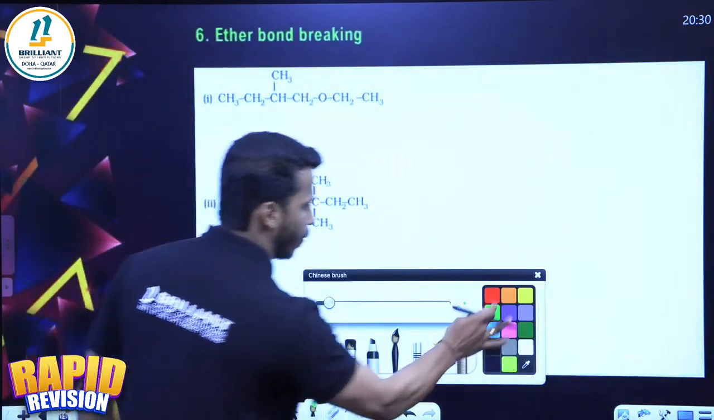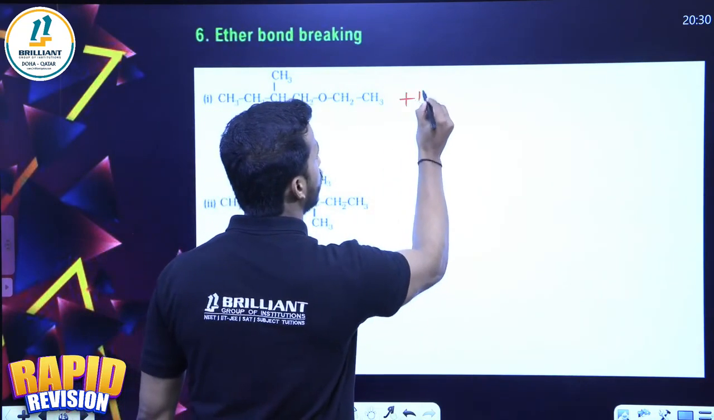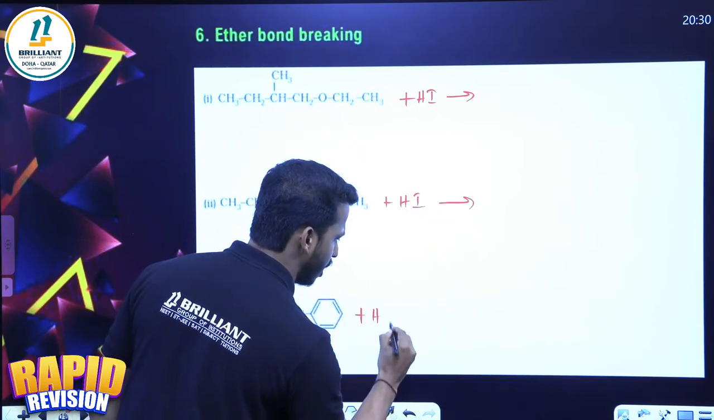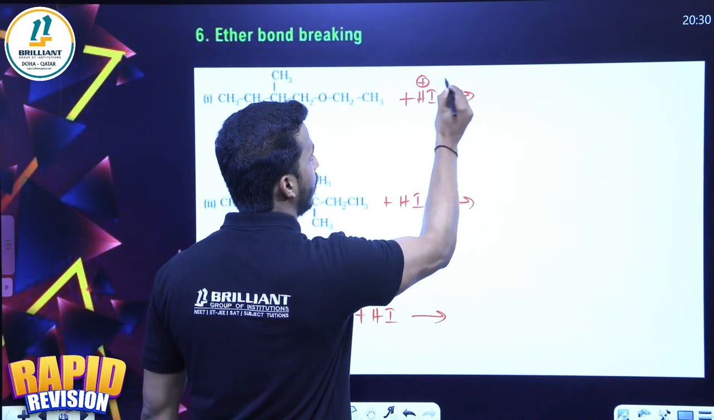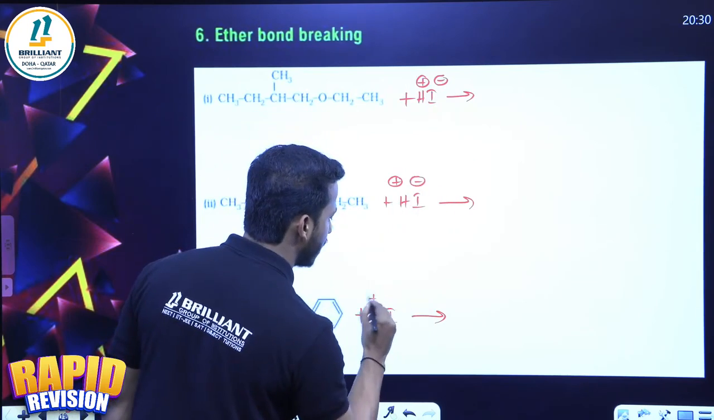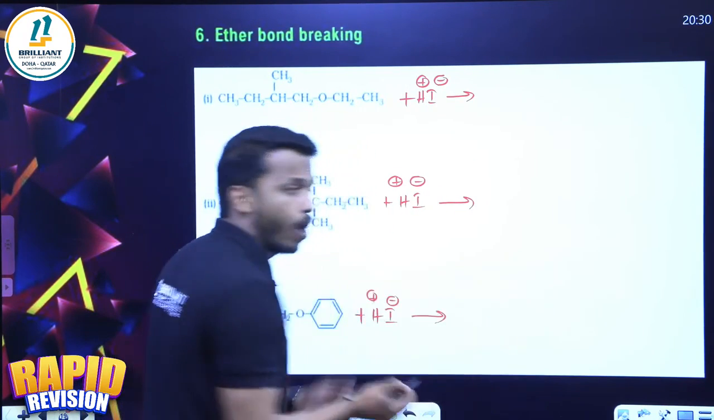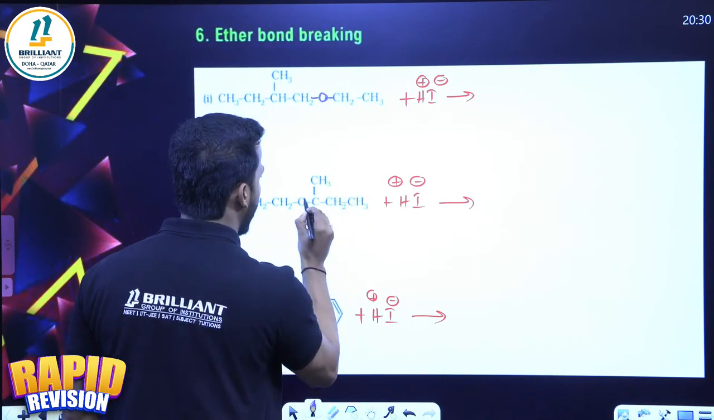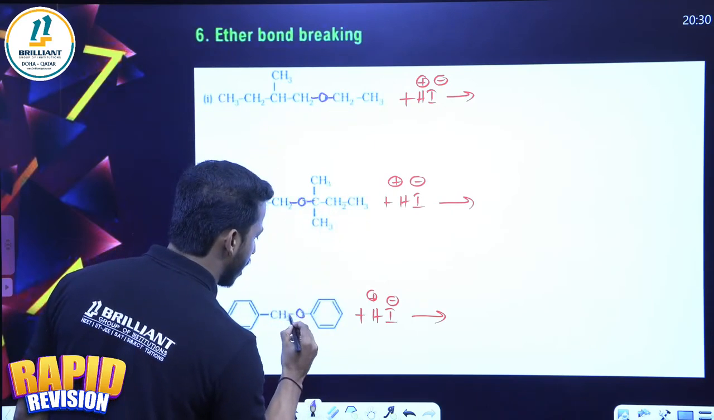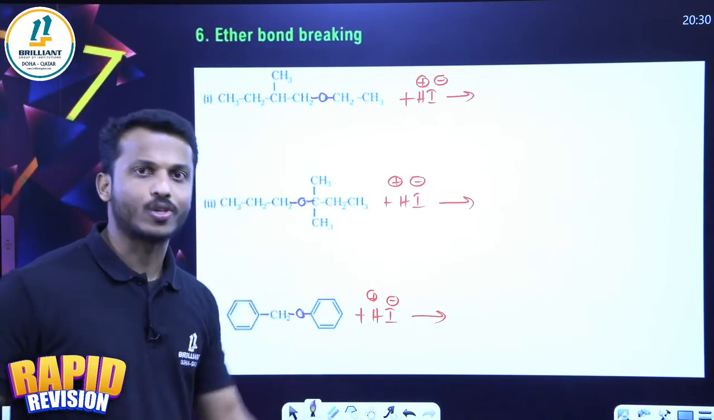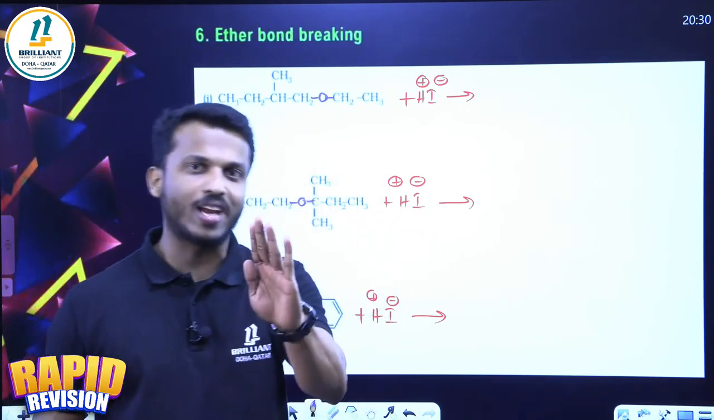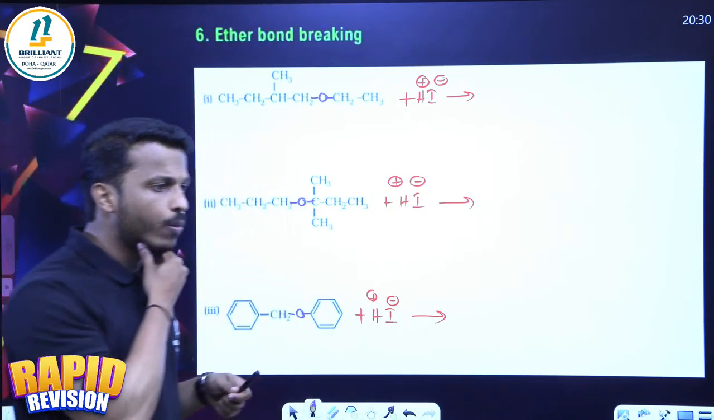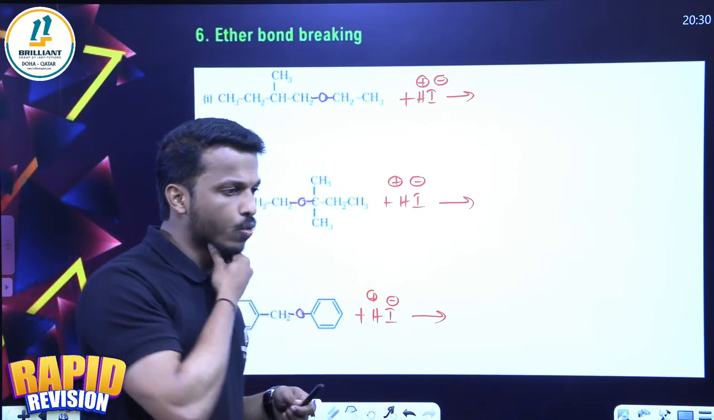Now, ether bond breaking. When the ether is treated with HI, or HBr, that is H plus and I minus. Do you know the way of bond breaking in ether? This is the oxygen, with the left side and the right side. In the first question, whether the oxygen's left bond or the right bond, which one are we going to break?